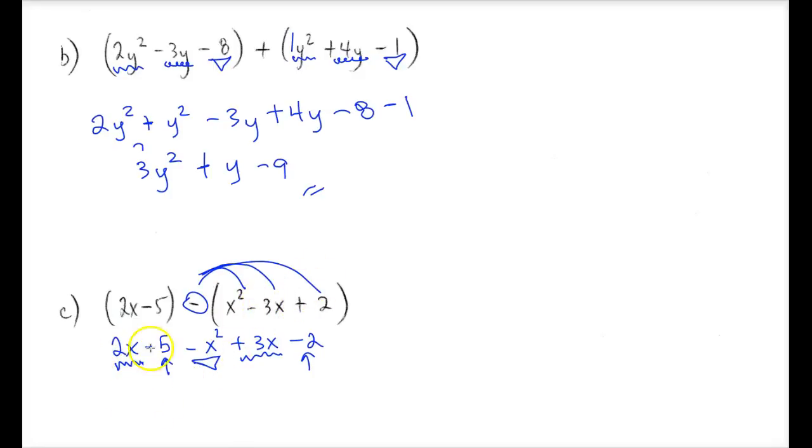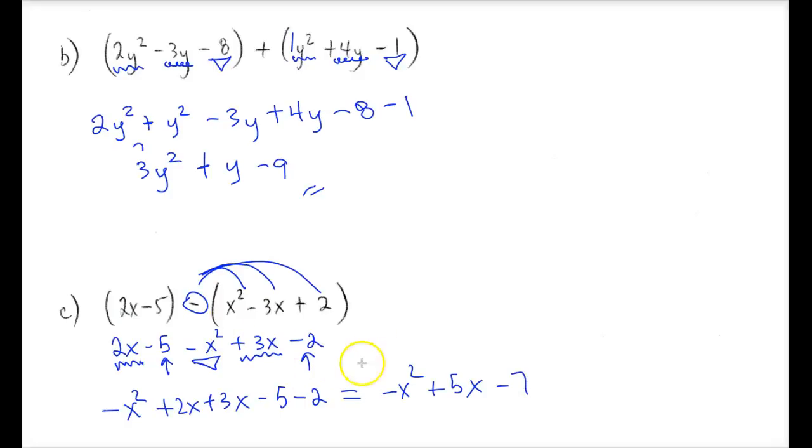So we normally write these in descending order, meaning going from highest exponent to lowest. So the negative x squared will come first. And then after that, all terms with x will come after that. And then we'll just do all terms with just numbers last. Of course, the negative x squared is just by itself. 2x plus 3x is 5x. And negative 5 minus 2 is a negative 7. Okay.